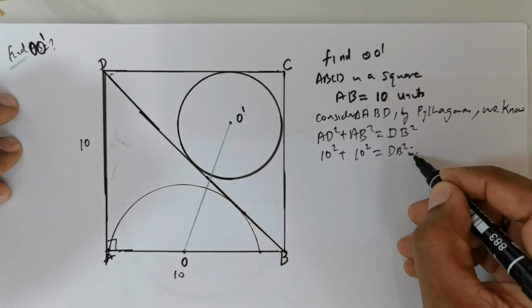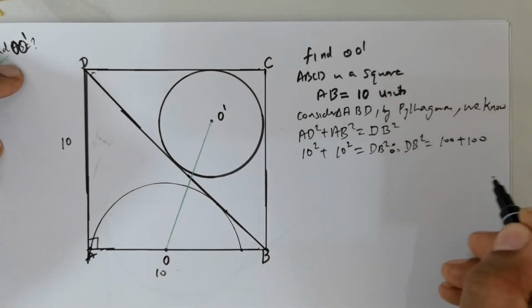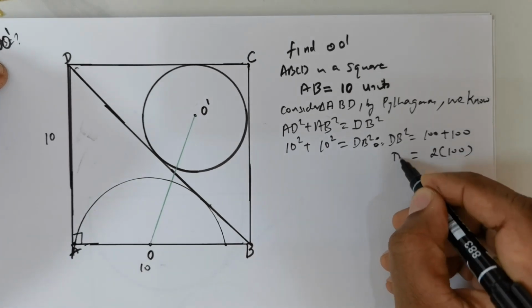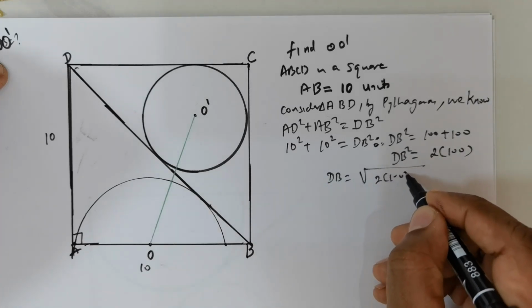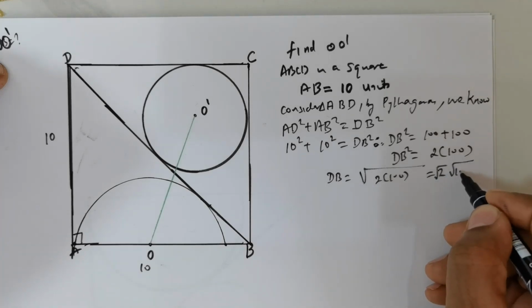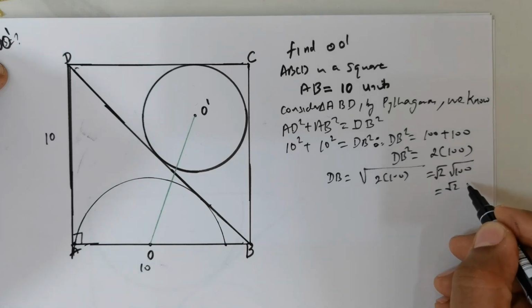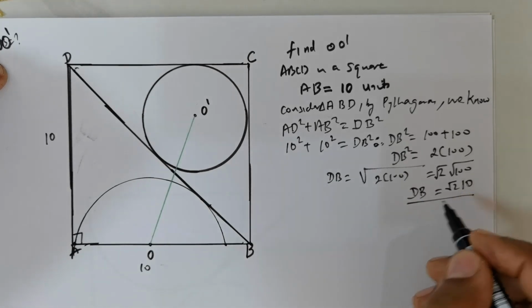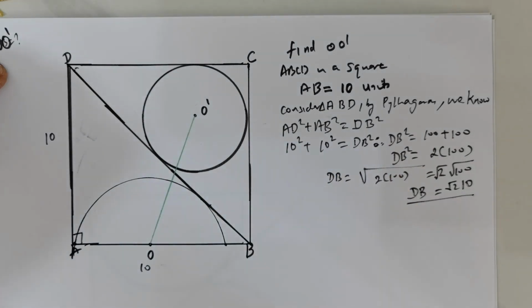So you got DB squared is equal to 100 added with 100, which is 2 times 100. Now this is DB squared. Now I need DB. So DB is equal to square root of 2 times 100, which is root of 2 times root of 100. Root of 100 is 10 units. So you get DB to be root of 2 times 10. Okay, let us have that at one corner.